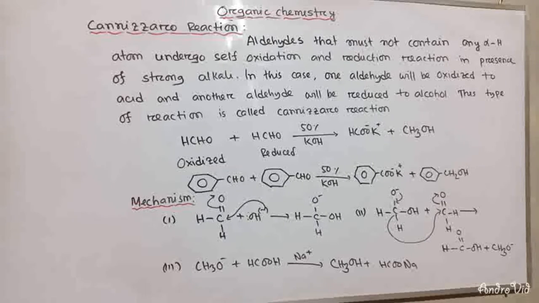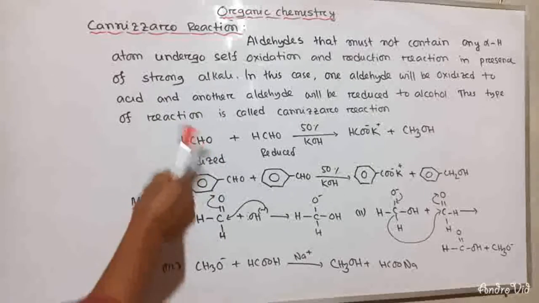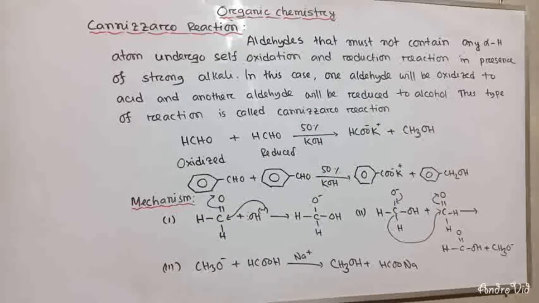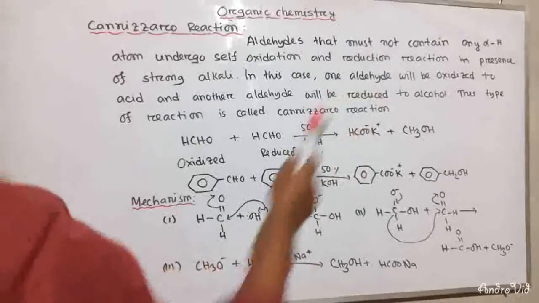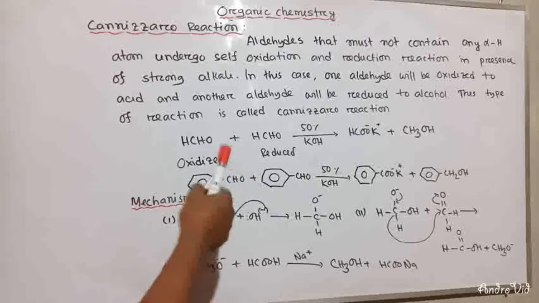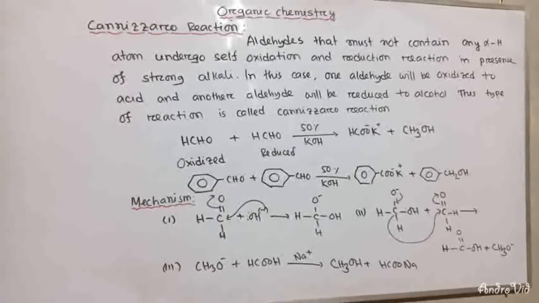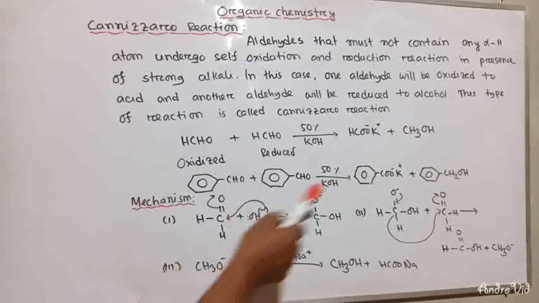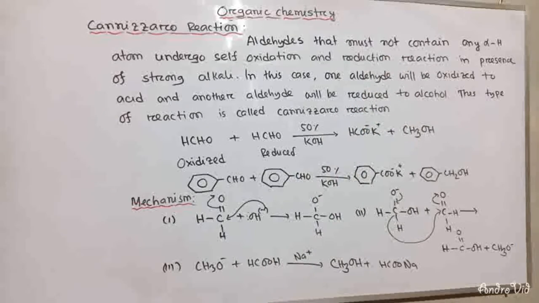So the aldehyde which is oxidized here is converted to acid, or in the presence of potassium hydroxide, it produces the salt of the acid. And the aldehyde that is reduced here is converted to alcohol. Okay. At the same time, in the case of benzaldehyde, these two benzaldehydes are also aldehydes, and they don't contain any alpha hydrogen. They also undergo this Cannizzaro reaction. In that case, the products will be this and this. One is the salt of acid, another is alcohol.